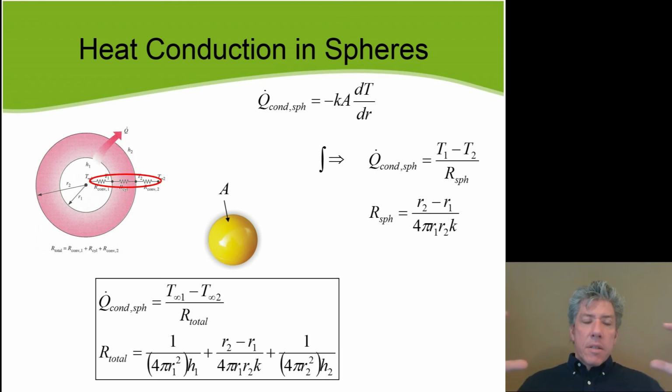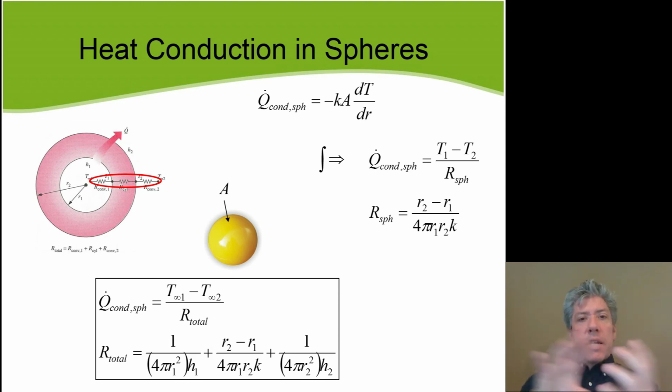Well, the ends of those propane tanks are essentially hemispheres. They're half of a sphere. And it turns out in analyzing heat loss from these things, I could analyze it as a sphere and a cylinder.